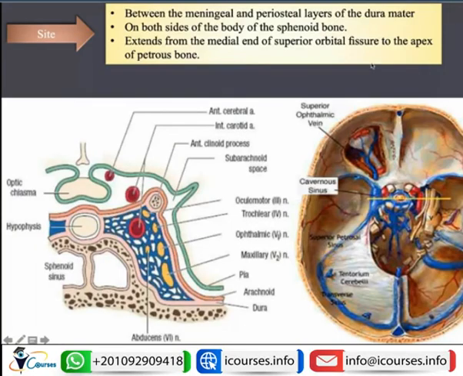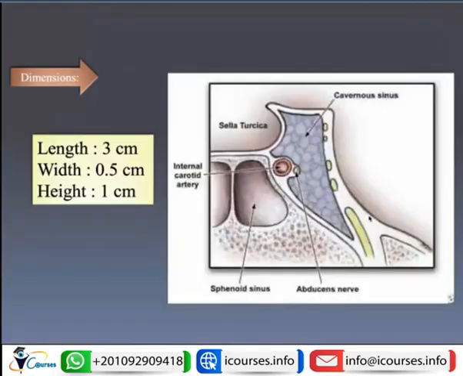So it is enclosed within the dura on both sides of the sphenoid bone. So here is the body of the sphenoid, and here is the cavernous sinus, and the other one is here, extending from the medial end of the superior orbital fissure to the apex of the petrous bone here. These are the dimensions of the cavernous sinus. Length is about 3 cm, width is about 0.5 cm, and the height is about 1 cm.